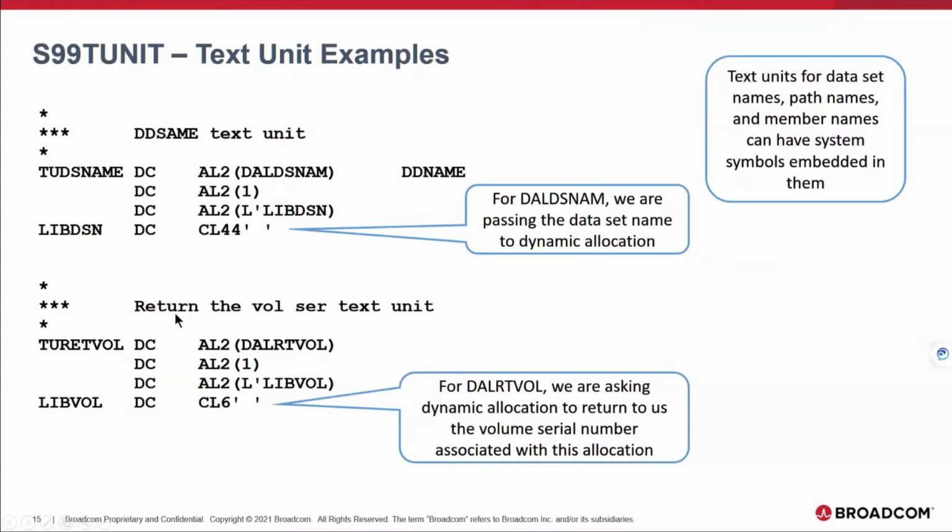Certain of these tokens ask for information back. So you'll see this is DALRTVOL. Any of them that start with DALRT means you want to return information to the program, giving information to the program that the program doesn't have. In this case, we're saying, I want to know what the volume serial number is of this data set that I'm allocating. And dynamic allocation will, in response to this token, return the vol ser of where that data set is allocated into this 6-byte field right here.